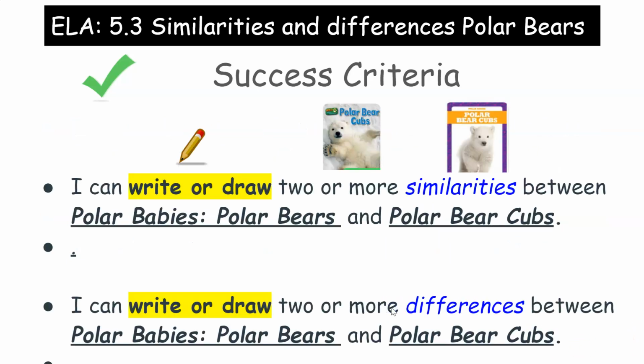So I'm going to write down on my graphic organizer or draw pictures of two or more things that were alike in both books or both texts, Polar Babies, Polar Bears, and Polar Bear Cubs. And I can write or draw two or more differences, things that were dissimilar or not alike, that were different between the two texts, Polar Babies, Polar Bears, and Polar Bear Cubs.